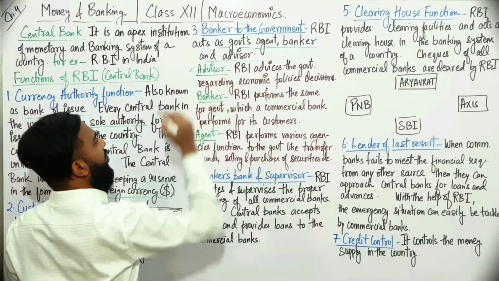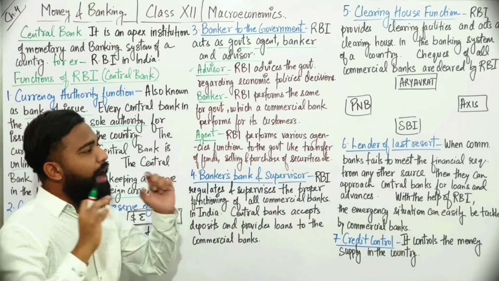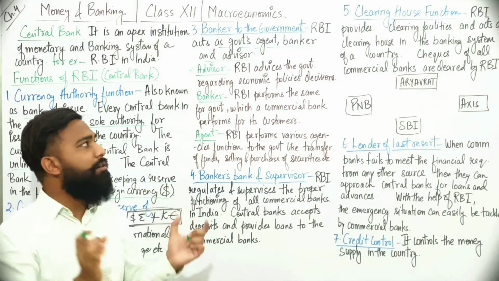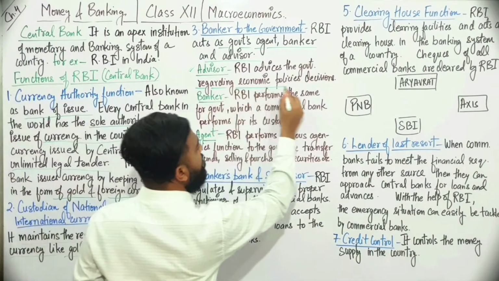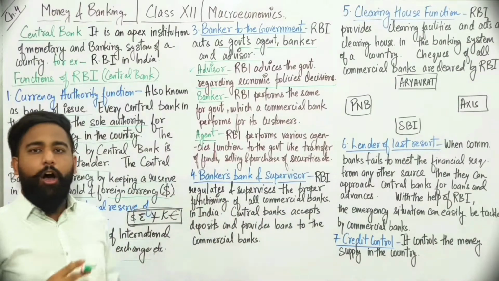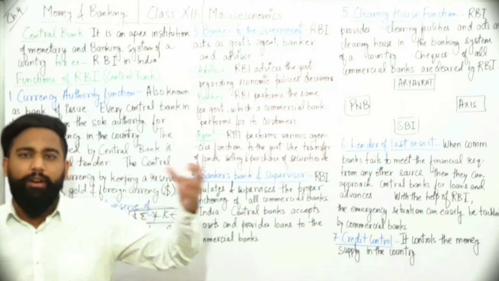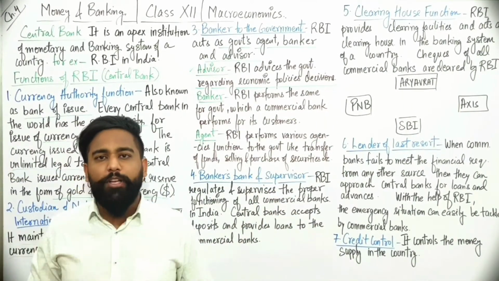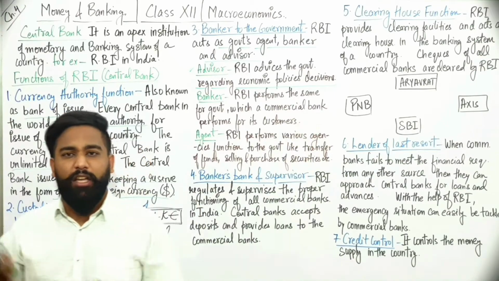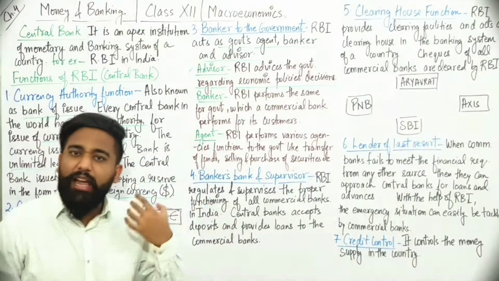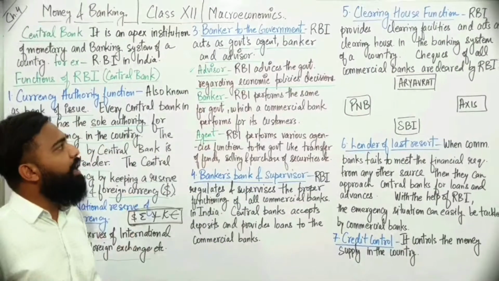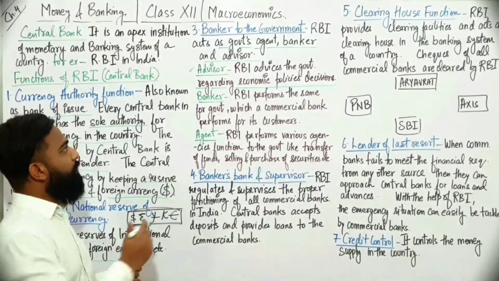Let's start with the advisor. The RBI advises the government regarding economic policy decisions. How much money to be given to the laborers, how much money to be invested in agriculture and the industrial sector. So they basically advise the government in making economic policies.